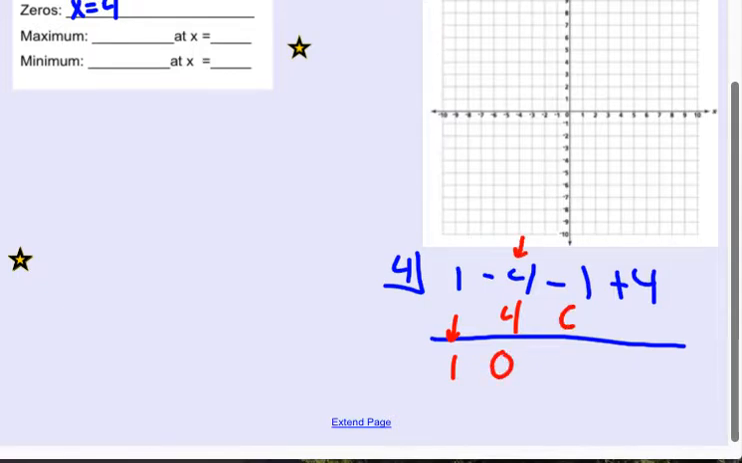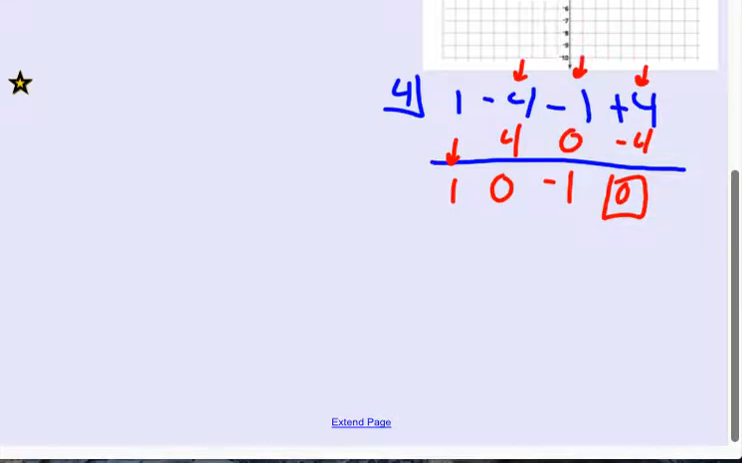4 times 0 is 0. This gives me -1 when I add the -1 and the 0. And then I get -4. Adding this column up, I get 0. This is my remainder. So it divides in there evenly. Now, it started out, we were dividing into an x cubed, so this 1 here, 1 degree less than that, would be x squared, so that's 1x squared, plus 0x right here for the 0, and then just -1 equals 0. So to find our other two zeros, we factor this.